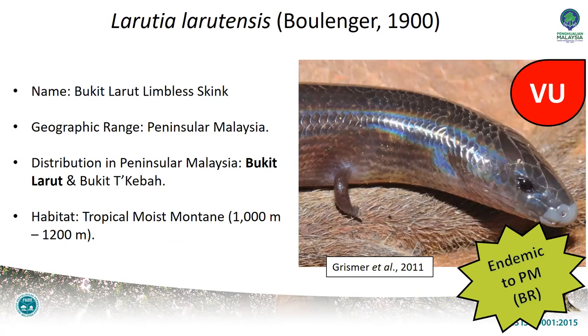Larutia larutensis, Bukit Larut Limbless Skink. Geographic range ada di Peninsula Malaysia sahaja. Distribution in Peninsula Malaysia ada di Bukit Larut dan Bukit Tikebah. Habitat untuk spesies ini adalah tropical moist mountain pada ketinggian 1000 meter hingga 1200 meter.